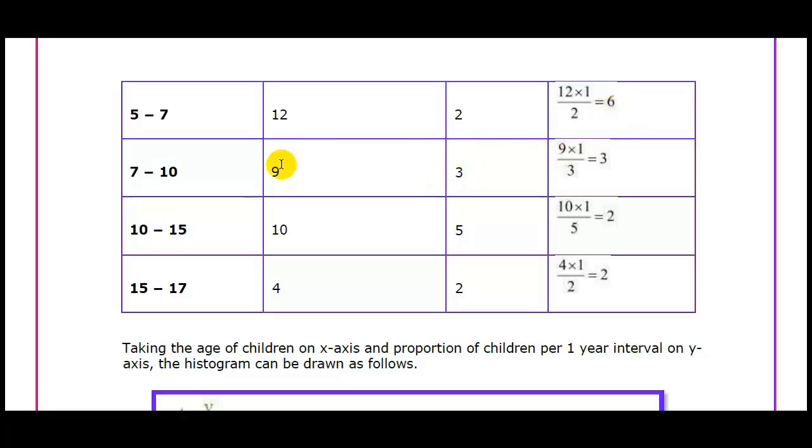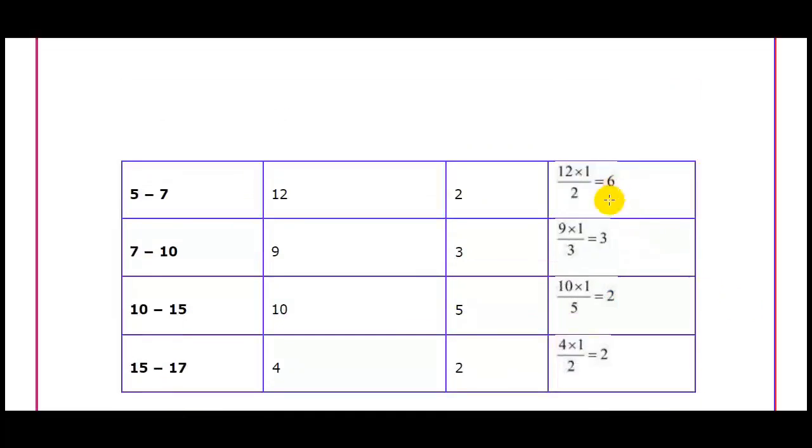And likewise for the class interval 10 to 15, to make it proportional, we first multiply the frequency by 1, which is the minimum class size, divided by 5, that is the width of the rectangle. So 10 into 1 divided by 5 gives us 2. Likewise for the class interval 15 to 17 also, the length of the rectangle will be equivalent to 2. After calculating this length of the rectangle, we are going to draw the histogram.